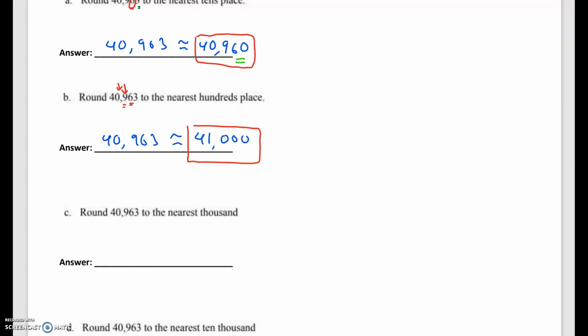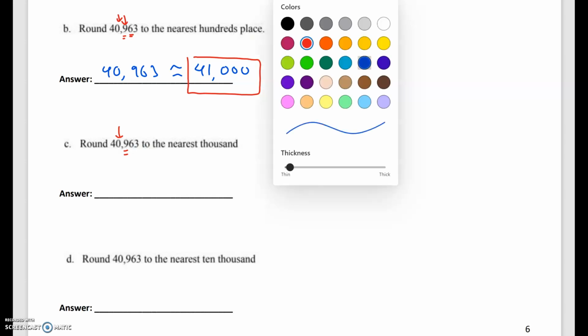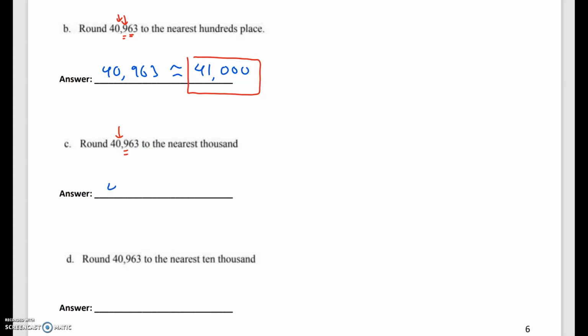Now, let's take a look at the next problem. On the next problem, they want you to round to the 1,000. So this is the 1,000 place, and that's your test digit. Once again, because of the 9 rounding up, you're gonna make it into another 41. So in this case, 40,963 rounded to the thousands is 41,000.